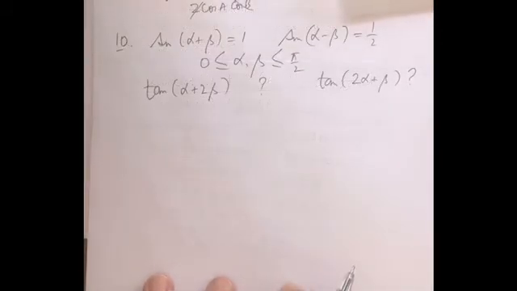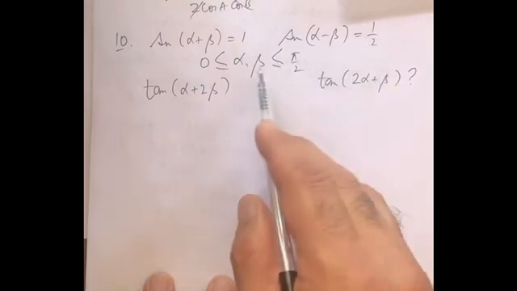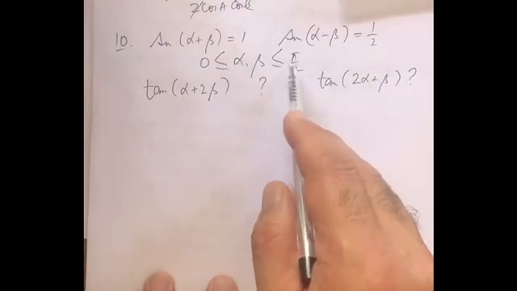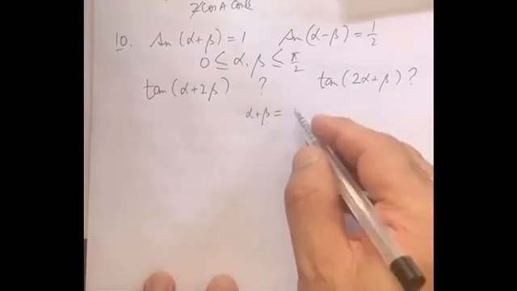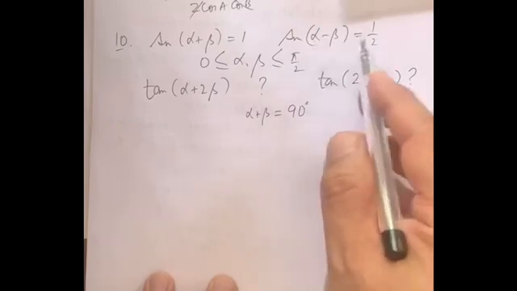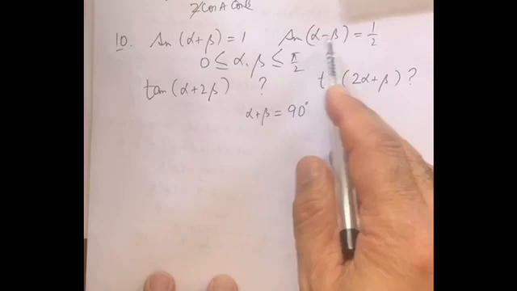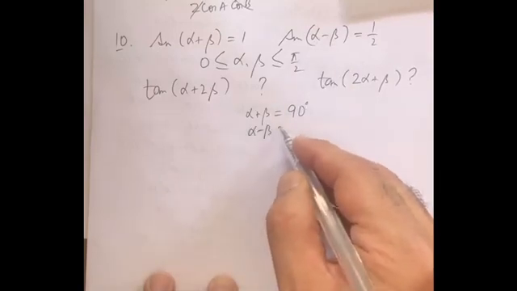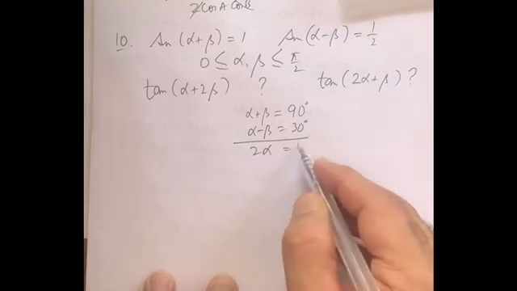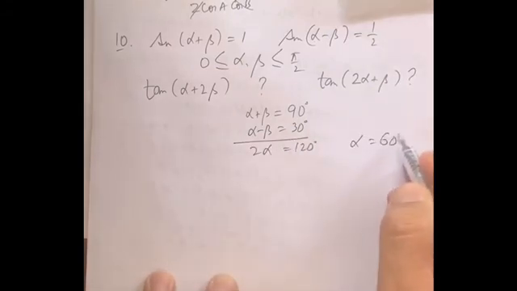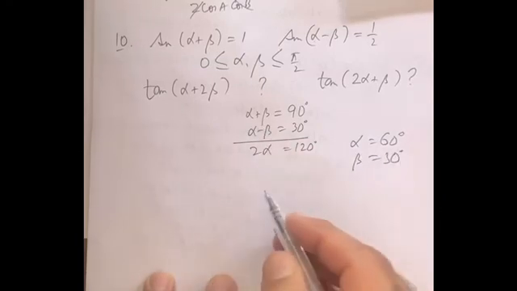The next one: sin of alpha plus beta is given as 1, sin of alpha minus beta is 1 by 2. Both alpha and beta are in the first quadrant, 0 to 90 degrees. So alpha plus beta is equal to 90 degrees. Sin 1 by 2 is sin of 30 degrees, so alpha minus beta is 30 degrees. Solving these, adding first of all, 2 alpha is 120 degrees, or alpha is 60 degrees. Substituting the value of alpha in the first, beta is 30 degrees.